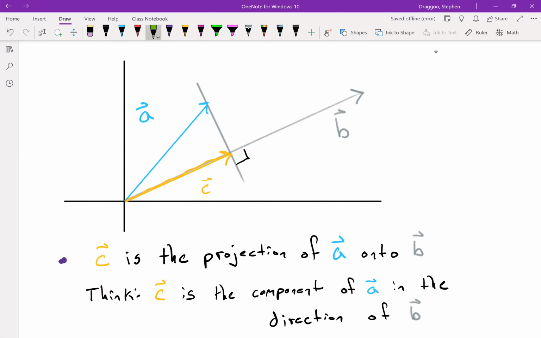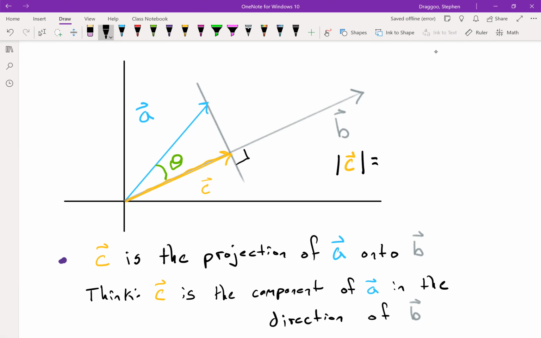If we call theta the angle between A and B, which means it's also the angle between A and C, we end up with a right triangle that contains the vectors A and C, and a part of the line that's perpendicular to B. So if we were interested in calculating the magnitude of our vector C, we could just use trigonometry to get that.